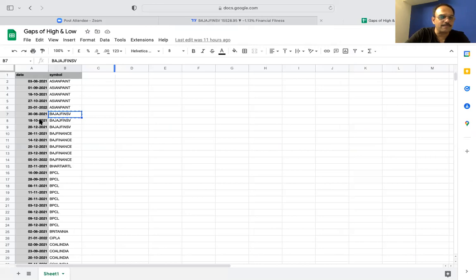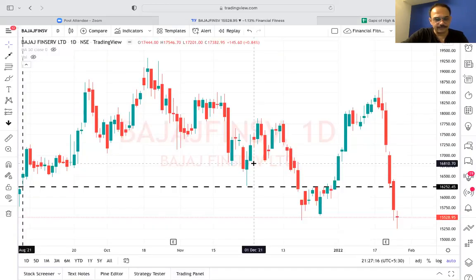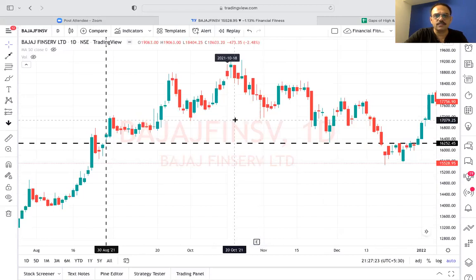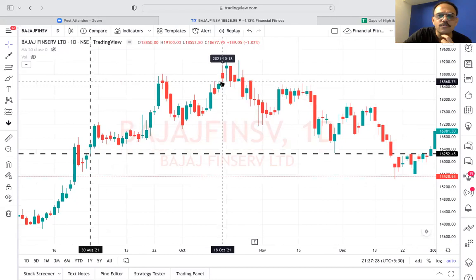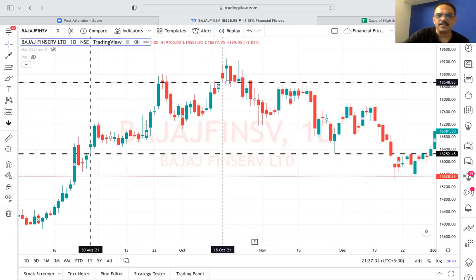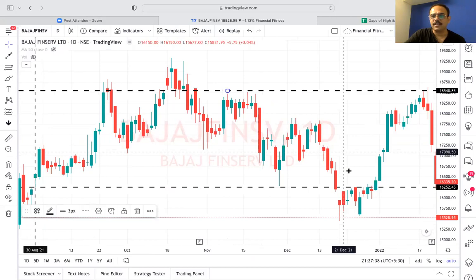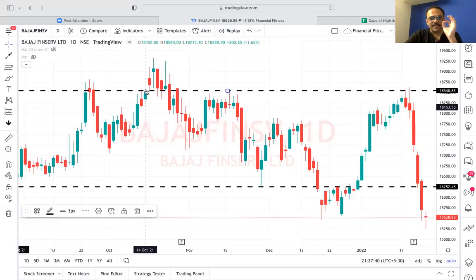Second, when was the gap? 18 10. Okay, so where is 18 10? Okay, so this is 18 10. Here it is the gap. So here is the gap between here to here. There is a gap. If we draw a line, it will act as a resistance. So when it is crossing down, it has come here. See, this gap has acted as a resistance.